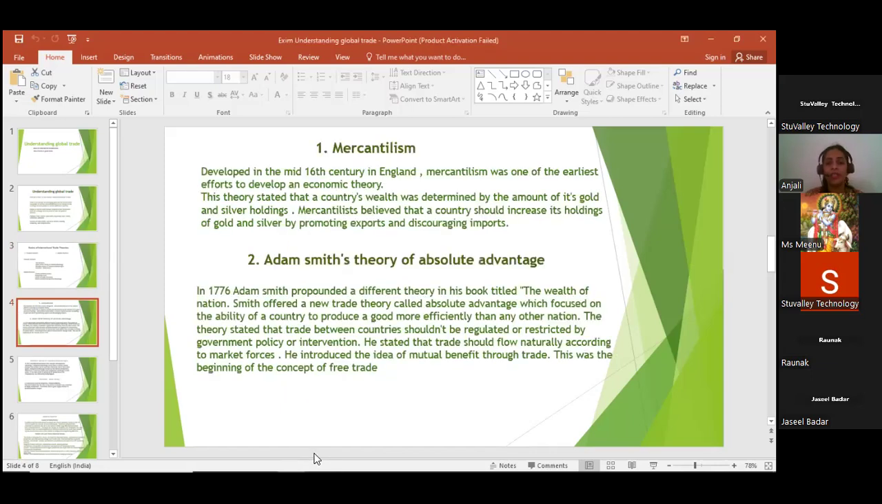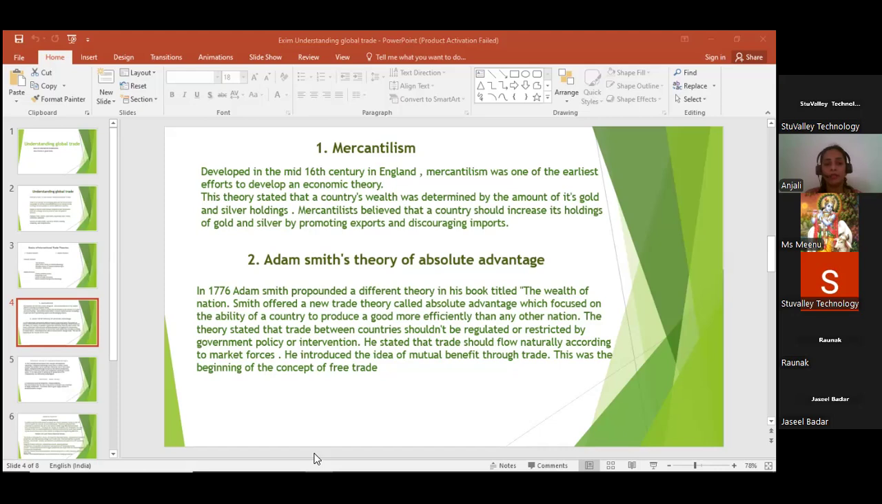So this type of trading, that is the mercantilism, was developed in the mid 16th century in England. It was one of the earliest efforts to develop an economic theory. This theory stated that a country's wealth was determined by the amount of its gold and silver holdings, and it believed that the country should increase its holdings of gold and silver by promoting exports and discouraging imports.